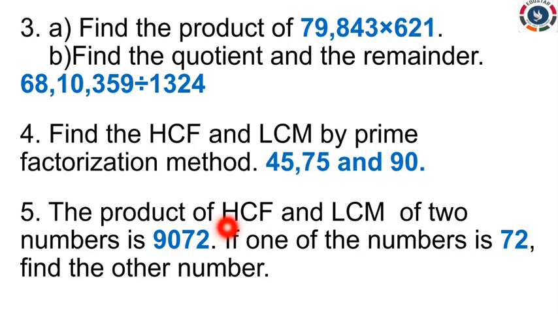Here the product means multiply. I mean HCF into LCM is equal to how much they given? 9072. Okay, two numbers, and the product of two numbers is given, one of the numbers we know, we want to find the other number. HCF into LCM is equal to the product of two numbers. Use this relationship to find the answer.